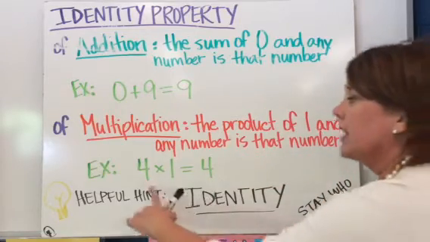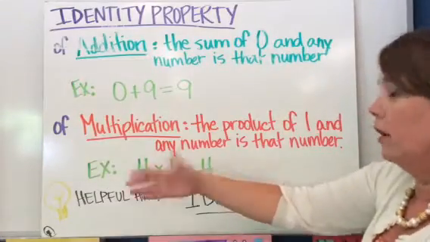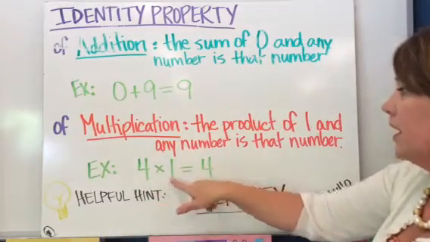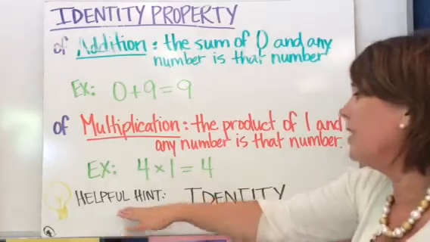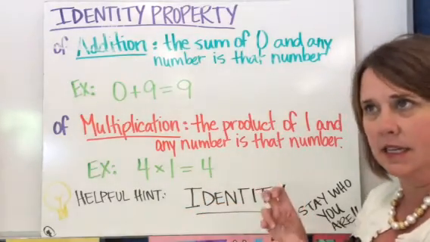In other words, what can I multiply a number by to keep that number? Well, 1. 4 times 1 equals 4. So a helpful hint on this one is that numbers keep their identity.